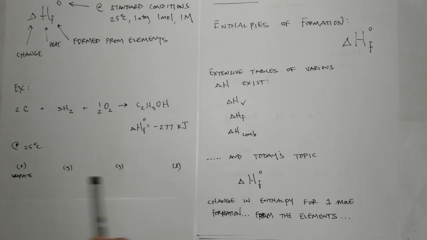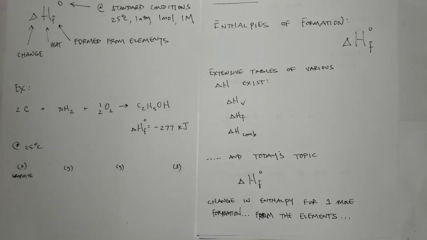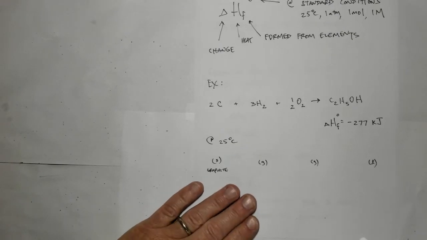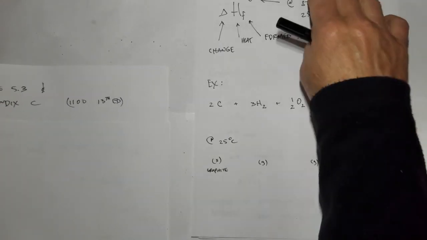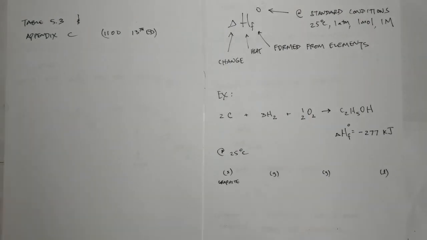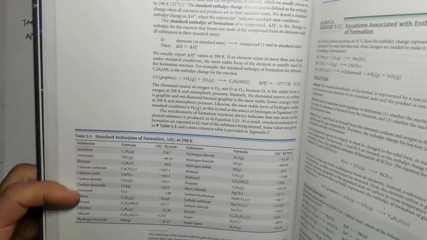If we change those states of matter, then this enthalpy would change as well, because remember, enthalpy is a state function. It depends on the state of the substances that they're in and what state they are changing to. Well, Table 5.3 in your textbook, if you're using the 13th edition of Brown-LeMay, and Appendix C of that textbook have extensive tables of standard enthalpies of formation.